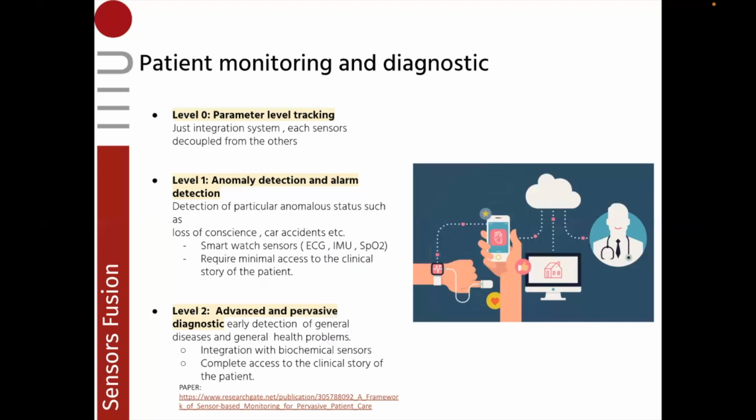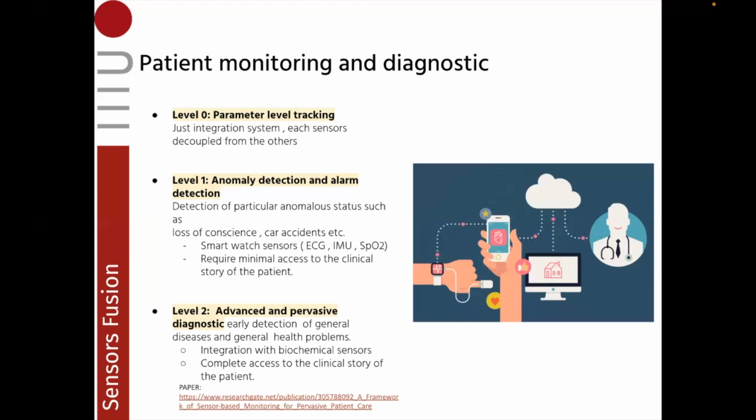Level 0 is actually what we have nowadays, and it is the use of sensor fusion in a sensor integration system to just track the health parameters that we have. So we can track our heart rate, we can track our motion activities, just walking, running, we can track our oxygenation level, and actually these sensor integration systems are just bigger storage of information that are then visualized and analyzed by a human at the end of the day.